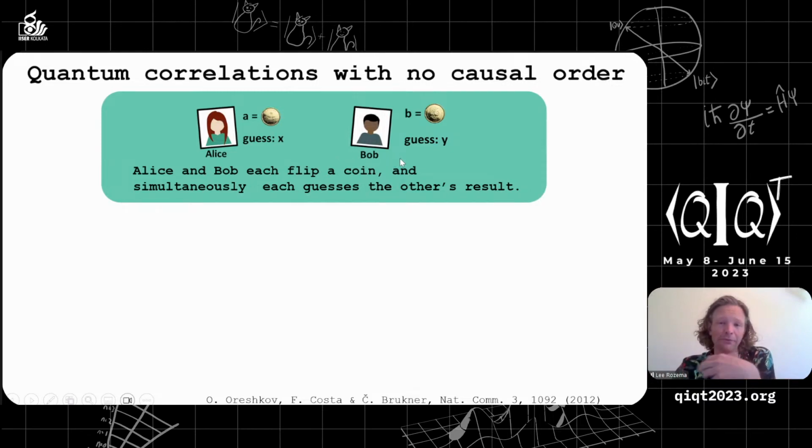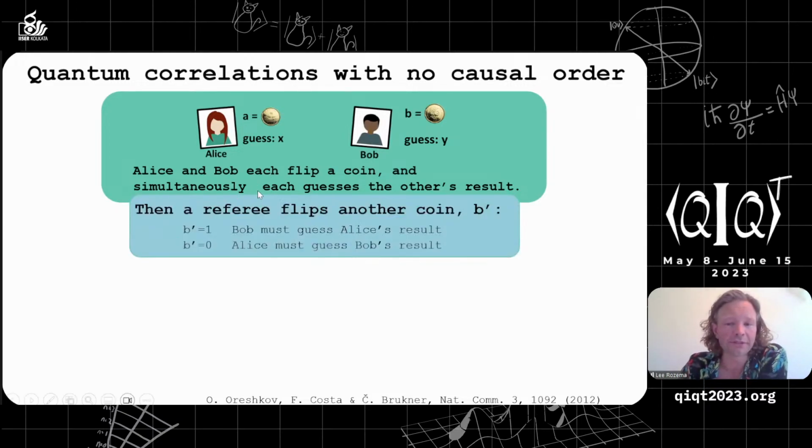These are going to be the inputs to the quantum switch. Alice and Bob are given the following task. Each of them is going to flip a coin, and at the same time they flip their coin, they have to guess the result of the other party's coin flip. After this, the referee is either going to randomly ask Alice to guess the result of Bob's coin flip, or Bob to guess the result of Alice's coin flip.